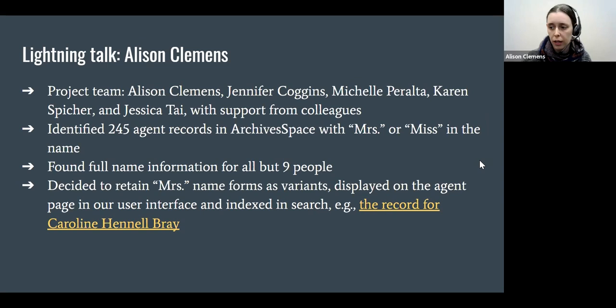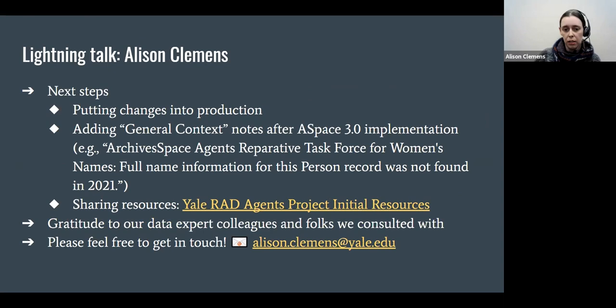Next slide, please. Like I mentioned, we're in the process now of augmenting those agent names with full name information in our ArchivesSpace production instance. We did it first in test, and now we're making sure that all looks good. And so hopefully soon all of these agent records will be identified with full accurate name information that reflects their full and accurate identities.